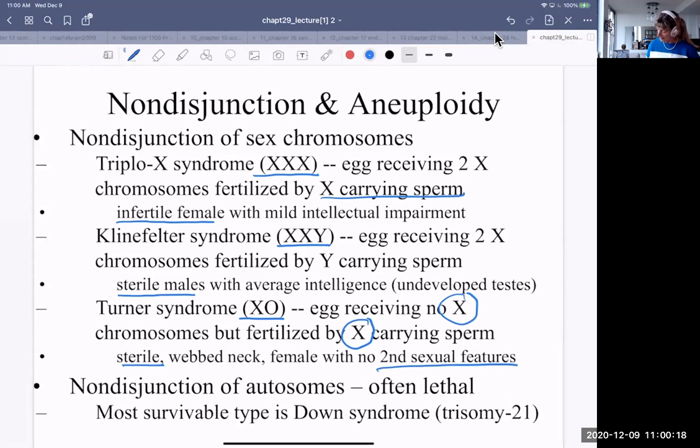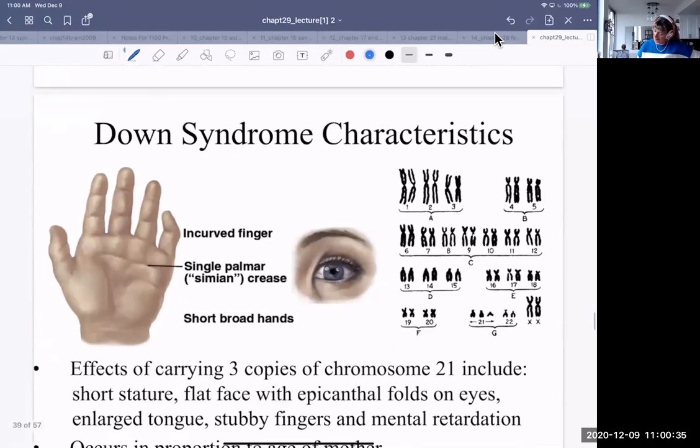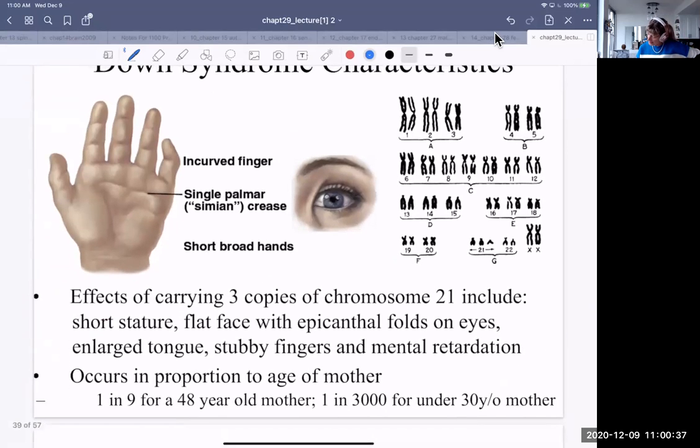There also may be non-disjunction of autosomes, which is often lethal. So that could result in a miscarriage. The most survivable type is Down syndrome, which is trisomy 21. So this is chromosome 21. So there's been non-disjunction of an autosome during meiosis.